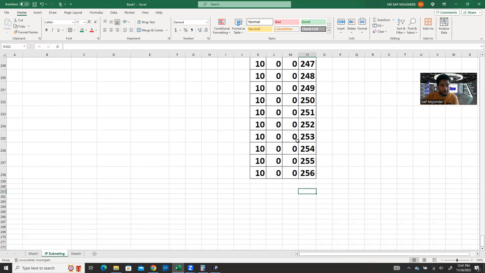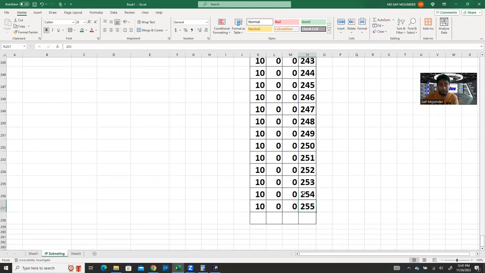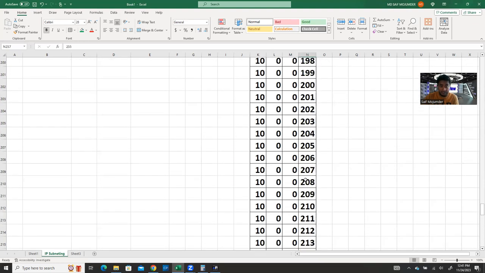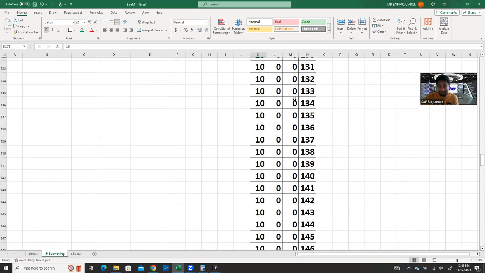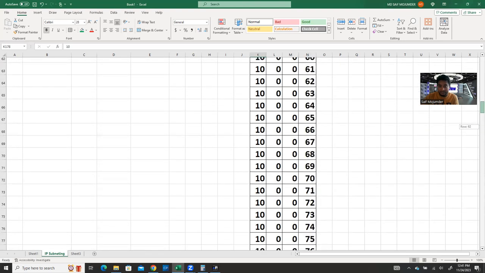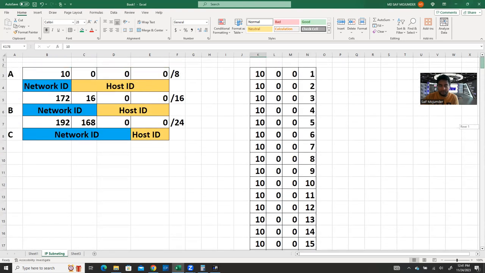So if you look at here, our last number to go here, this one is not possible, right? I'm going to delete it. 255 is the limit. So after 255, what's going to happen? Then you have to start with what? In IP, we are still in IP. 10 means what? We are still in class A, right? So then from where can we start again?